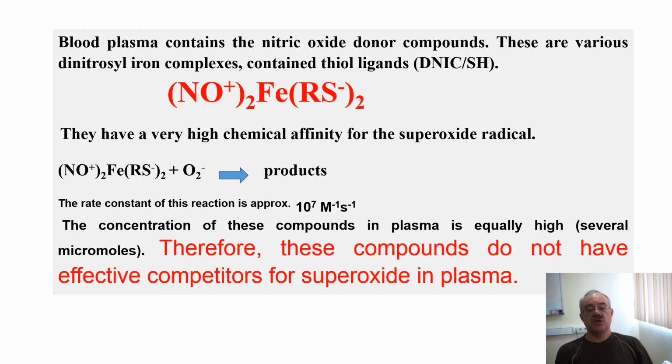Blood plasma contains nitric oxide donor compounds. There are various dinitrosyl iron complexes containing thiol ligands. They have a very high chemical affinity for superoxide radical. The concentration of these complexes in plasma is about several micromole. Therefore, these complexes do not have an effective competitor for superoxide in plasma.